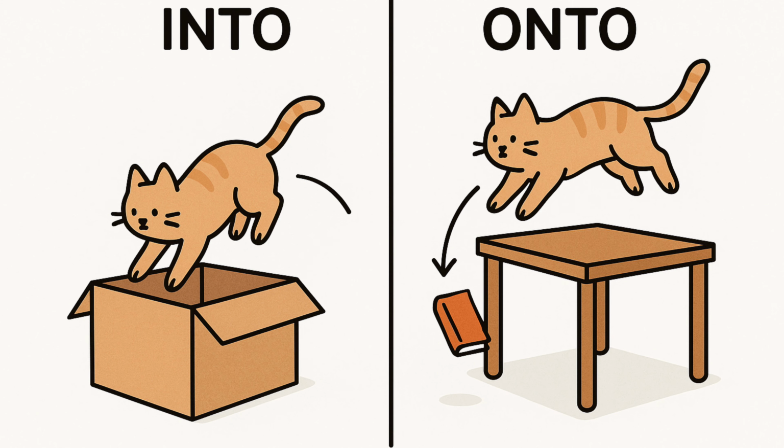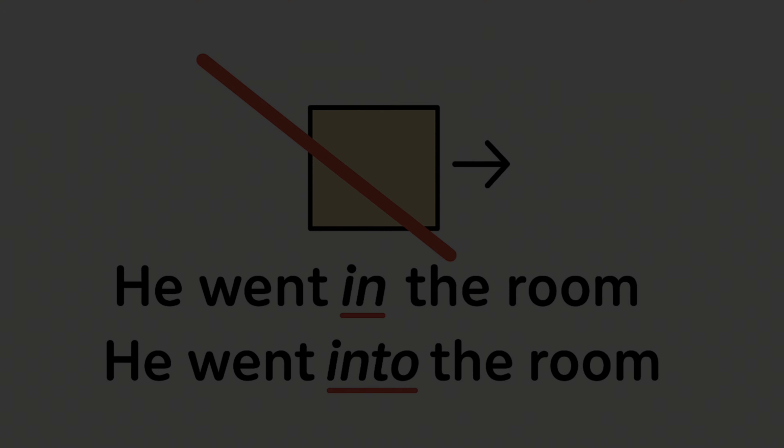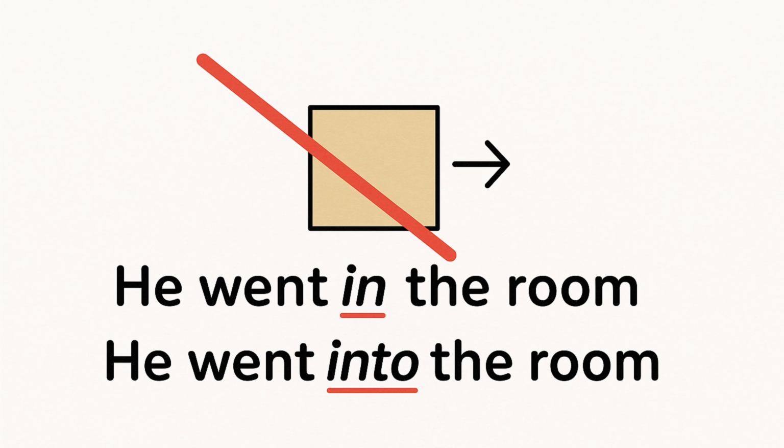It's also helpful to quickly compare into and onto. Into means movement inside something. Onto means movement onto a surface. Understanding this difference helps avoid very common mistakes. A common mistake is saying, he went in the room. When movement is involved, the correct sentence is, he went into the room.